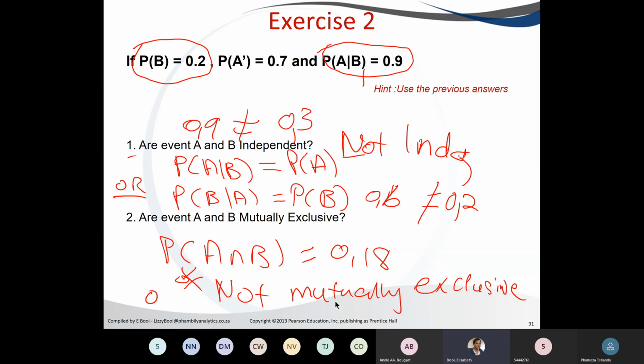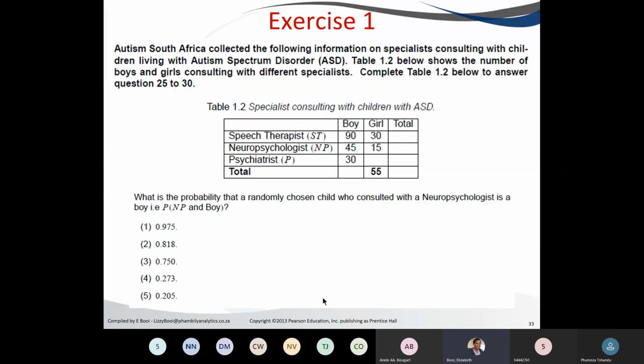In the next 30 minutes, I'm going to give you more exercises to do. The first exercise that you need to do is that one. The table is incomplete. You will have to complete it. And once you have completed it, you need to calculate the probability of neuropsychologist and boy, which is the joint probability. So you will have to calculate your X divided by N. But before you do that, you need to calculate the grand total. How much is the grand total?